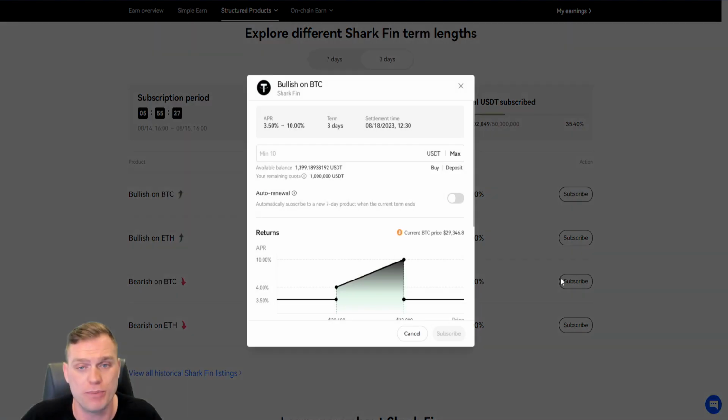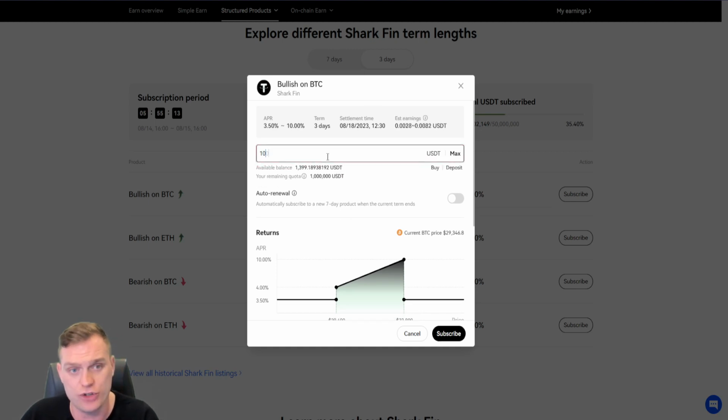I'm going to be bullish on Bitcoin for the next 3-day period. We can see that it's going to give between 3.5 and 10% as mentioned. This is going to be the settlement time on the 18th at 12:30. This is UTC time. Let's put down, say, 100 USDT. Okay, there is an option to auto renewal. So if you want to automatically subscribe to a new 7-day product when the current term ends, you can simply select this. If you don't, you can just leave it unselected.